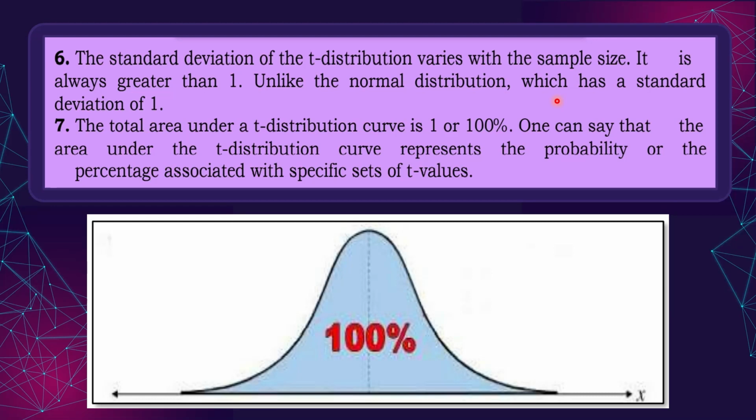Kasi 'di ba sa normal distribution natin, ang standard deviation natin is 1 at ang mean natin is equal to 0. Okay? So the total area under a T distribution curve is, of course, always equal to 100%. So one can say that the area under the T distribution curve represents the probability or the percentage associated with specific sets of T values.